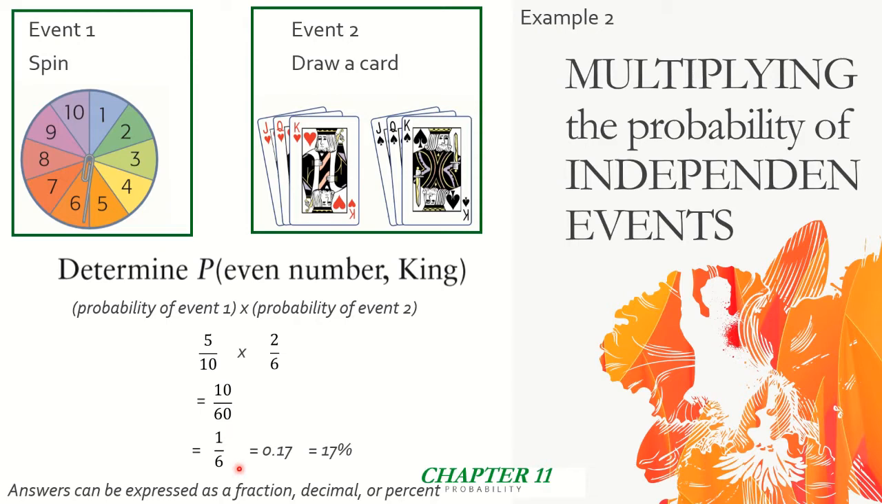Now, you may be asked to provide answers in different forms. So 1 out of the 6 is a great answer, but if the question asks you to answer it as a decimal, well, 1 divided by 6 is 0.17. Or if the question asks for a percent as the answer, 0.17 is 17%. You have to be comfortable with all three of those different types of answers, and we're going to actually calculate some percentages in probability the further we go.